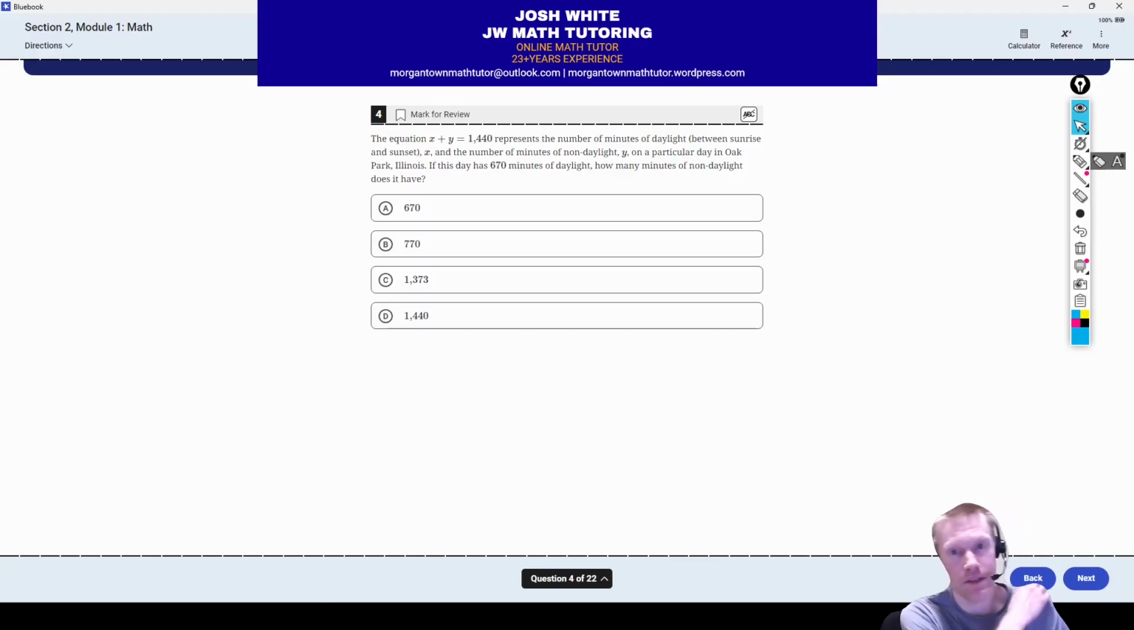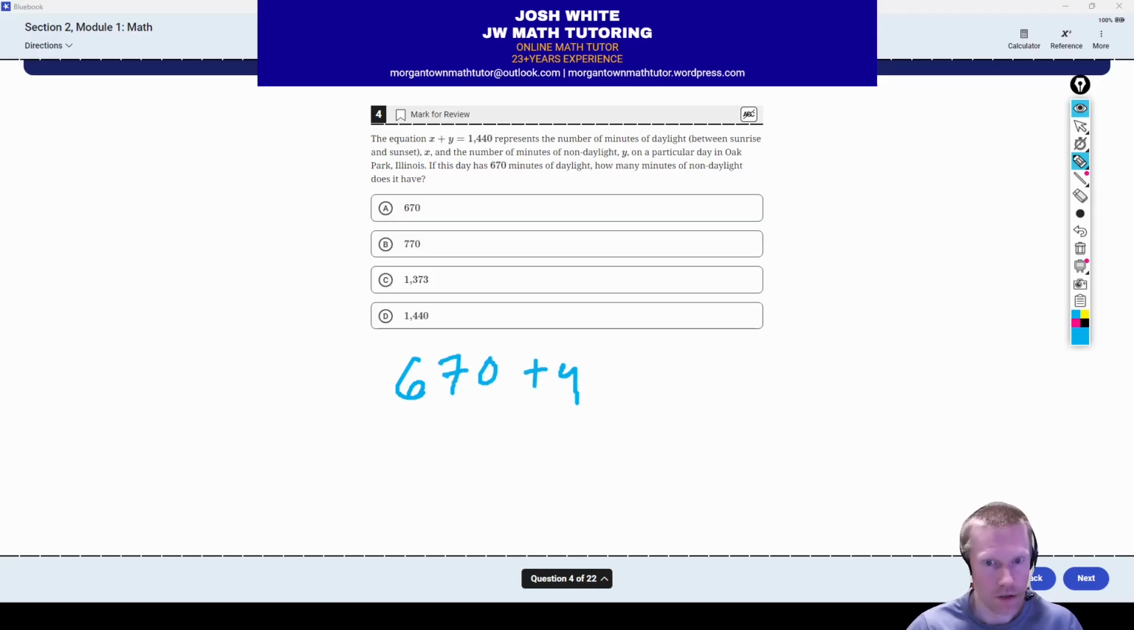All right, next we have basically a linear interpretation question. Here you're given this equation, and it's basically got the number of minutes of daylight, number of minutes of non-daylight, and they give you the number of minutes of daylight, which is x. So how many minutes of non-daylight are there? Well, it's basically just plugging in 670 plus y equals 1440, and then just solving this for y. So you're just going to get 770, you subtract 670 on both sides.